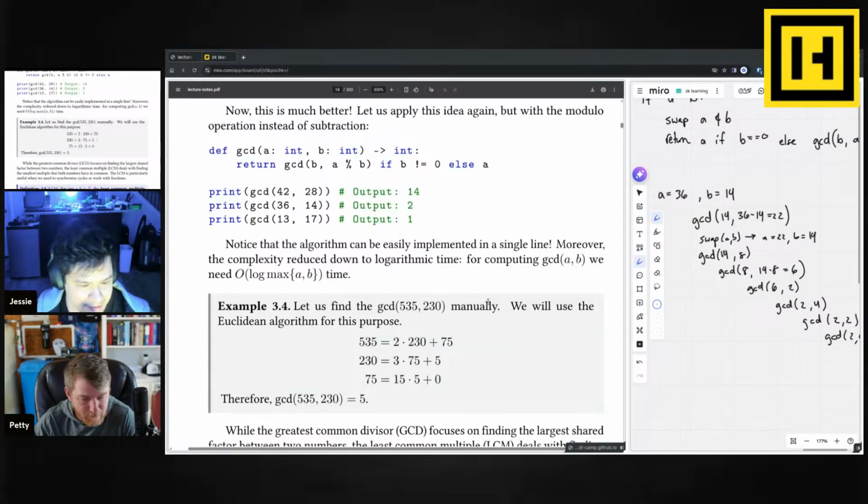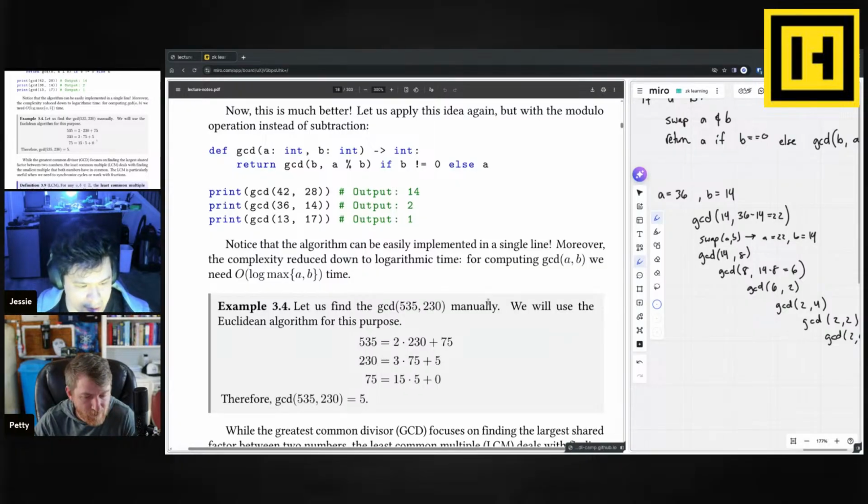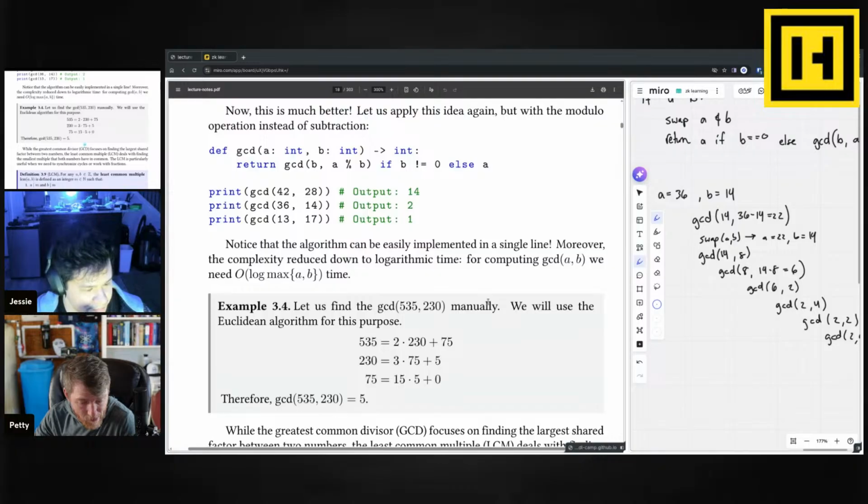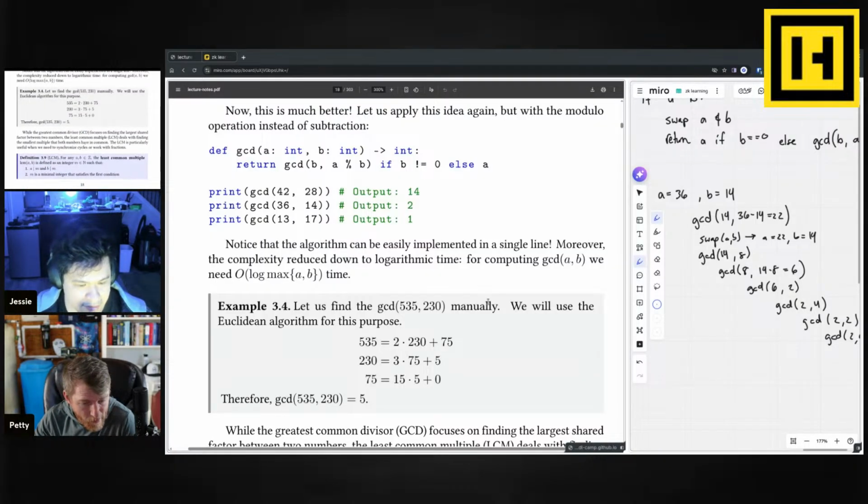Example 3.4, let us find the GCD of 535 and 230 manually. We will use the Euclidean algorithm for this purpose. 535 equals 2 times 230 plus 75. So this follows the same structure as was given in one of the previous lemmas, where A is equal to QB plus R, and it's doing the same format for the subsequent two lines. So 230 equals 3 times 75 plus 5. 75 equals 15 times 5 plus 0. So once you have a remainder 0, you know that your B is 5, because A is equal to QB plus R. So GCD is 5.